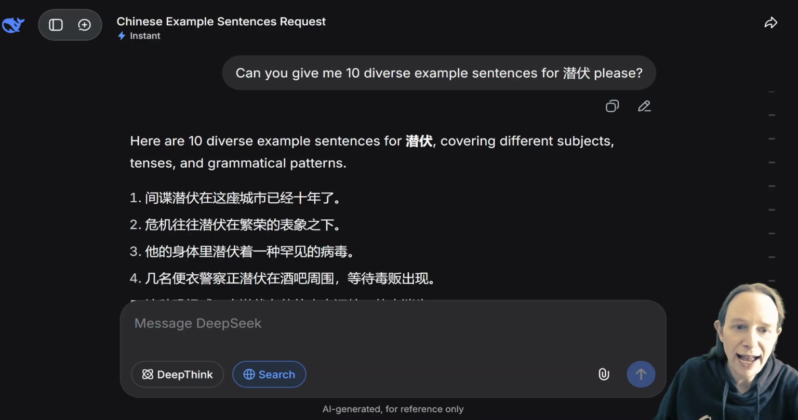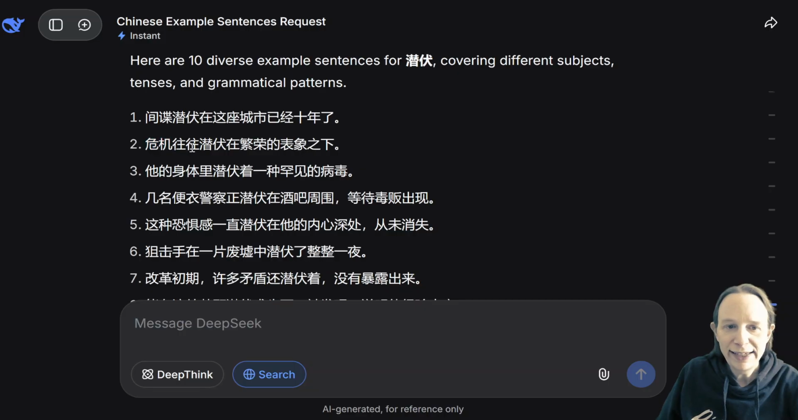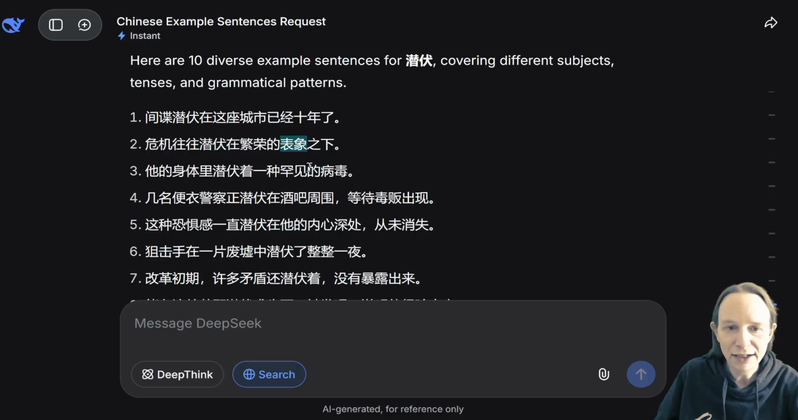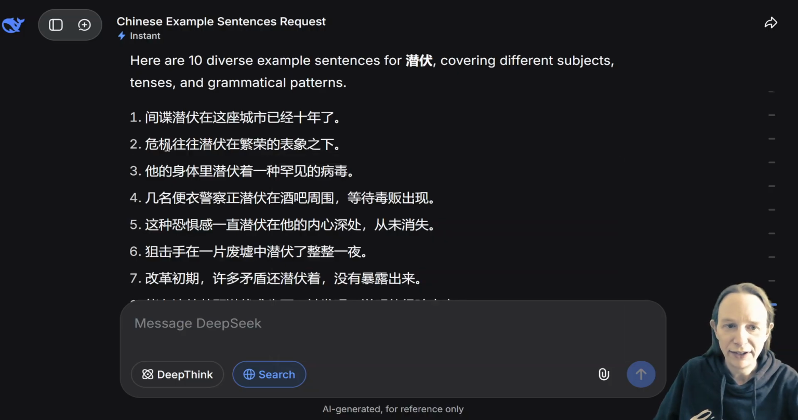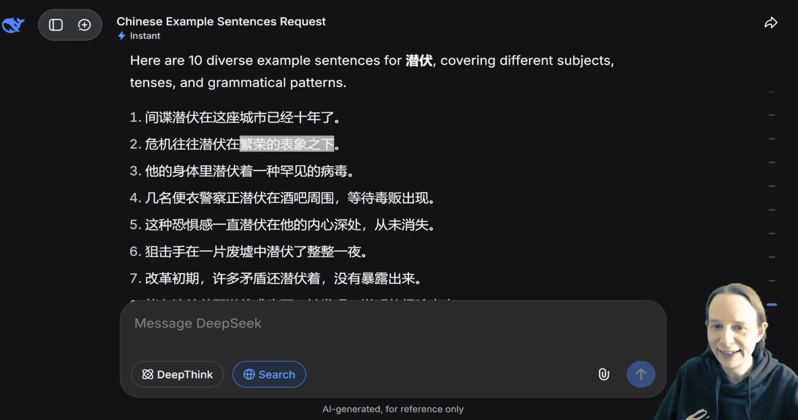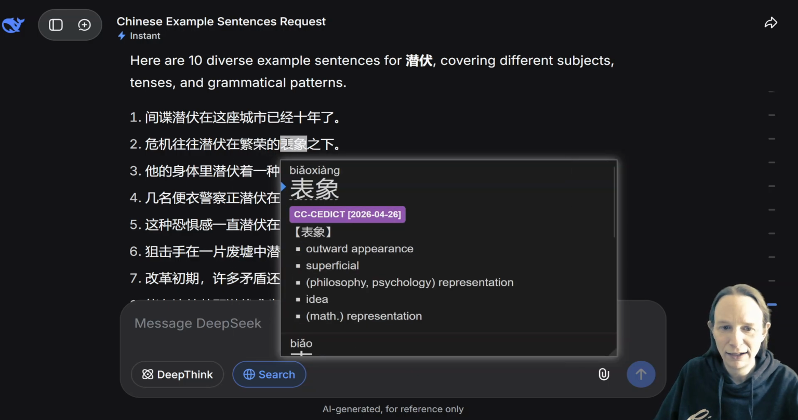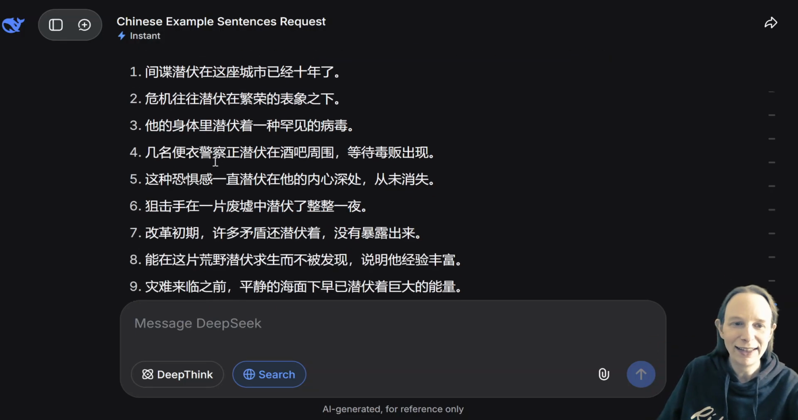间谍潜伏在这座城市已经10年了。So the spy is concealed in the city. 危机往往潜伏在繁荣的表象之下。表象 outward appearance. So crises are often concealed in 繁荣, booming, prosperous. So underneath boom indicators of prosperity or something like this.